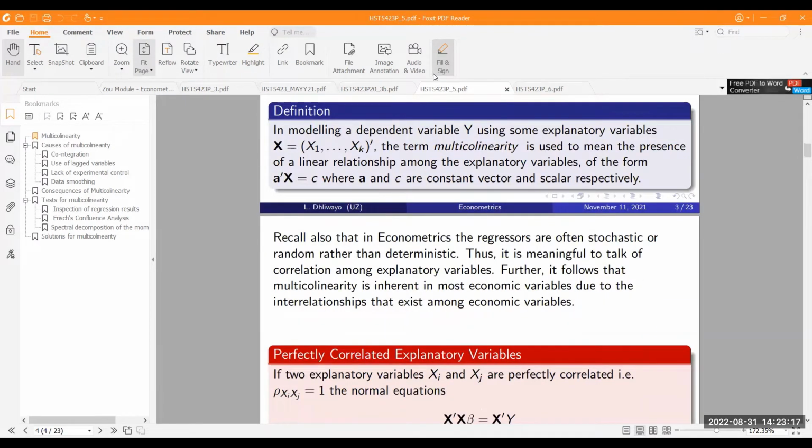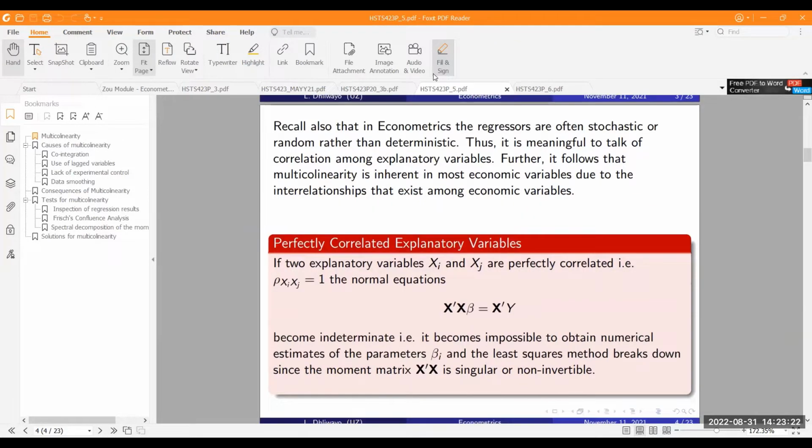Recall also that in econometrics, the regressors are often stochastic or random rather than deterministic. Thus, it is meaningful to talk of correlation among explanatory variables. Further, it follows that multicollinearity is inherent in most economic variables due to the interrelationships that exist among economic variables.